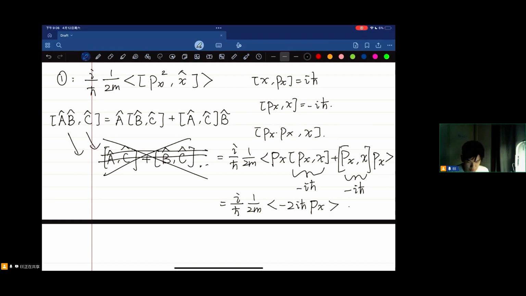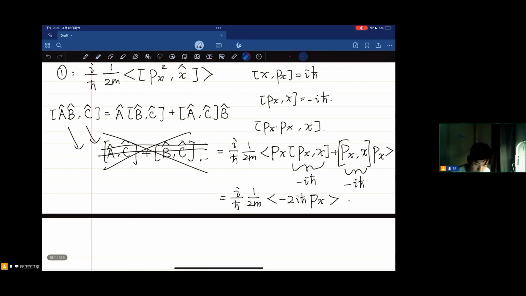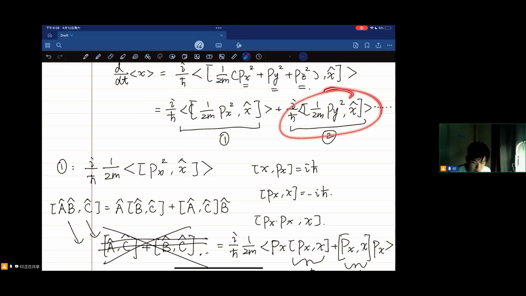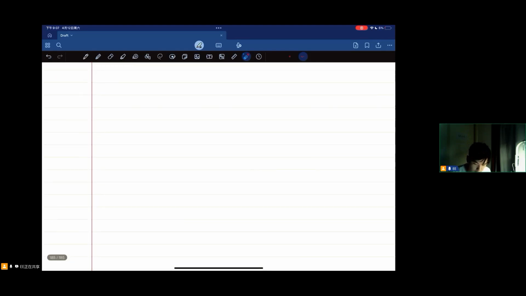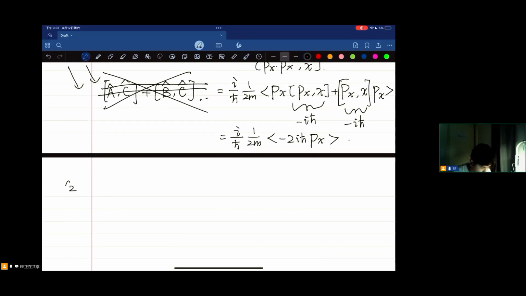Okay, so this is what we have for x, but let's look at y, because remember in here we have px squared commutator with x, py squared commutator with x, and also pz squared commutator with x. Because z and y are different from x, the third term's result will be similar to the second, because y and z behave the same in this case. So let's look at y.